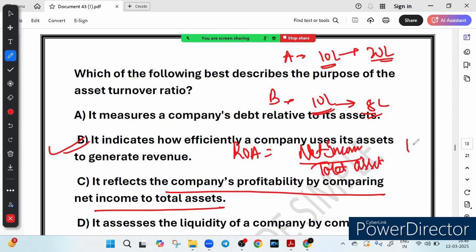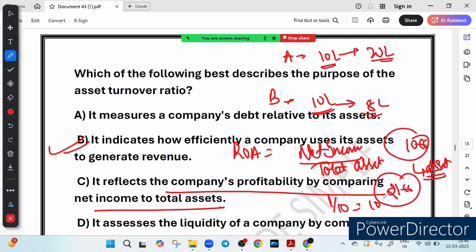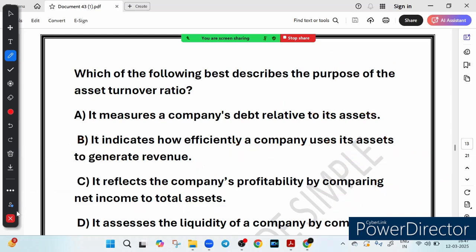For example, suppose a company has 10 crore in asset, and suppose it earns rupees 1 crore in net profit. So what will be its ROA? It will be 1 crore upon 10, or we can say 10%. I am again repeating. Suppose a company has 10 crore in the form of asset and it earns 1 crore net profit. So its ROA will be 10%. So option C suggests ROA, that is return on asset. So this is also incorrect.